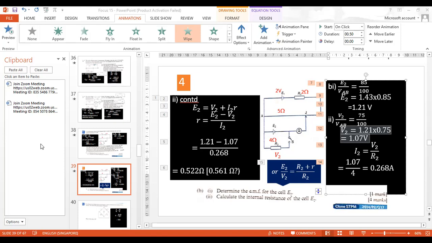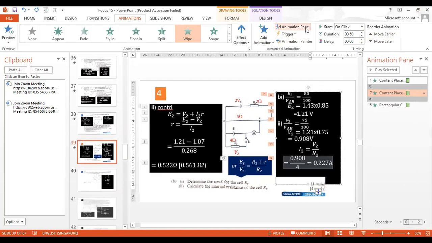1.21 times 0.75 gives 0.9008. Okay, if I got that one wrong, this one will also be wrong. 0.9008 divided by 4 equals 0.227. Okay, so far?